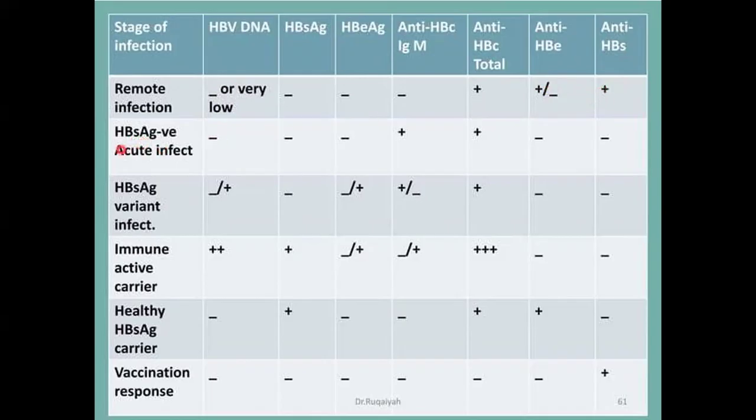What is this? HBsAg negative, acute infection. So this is the one we are calling OBI. This will be there, this will be there. That is the seropositive one. And then if it's seronegative OBI, this will be positive, but this one is the seropositive one, okay? HBsAg, virulent infection. So let's go here.